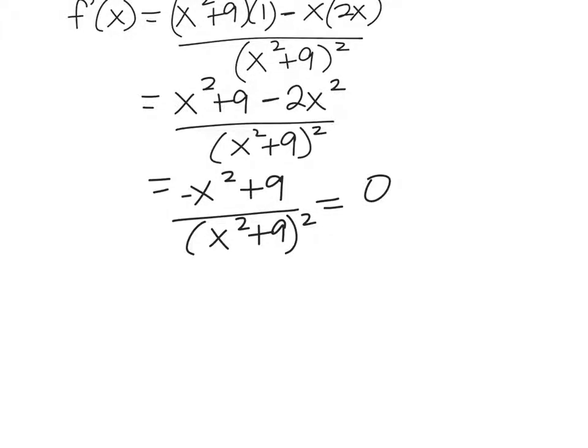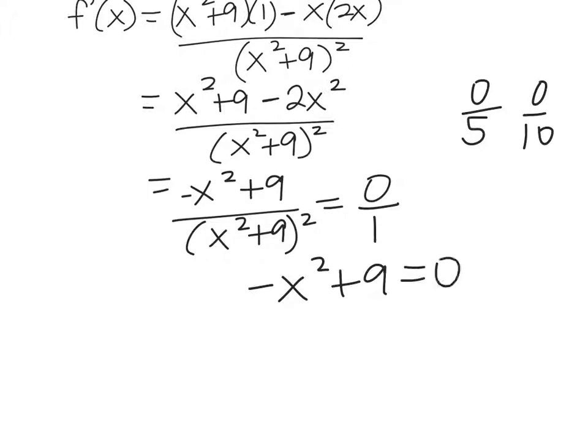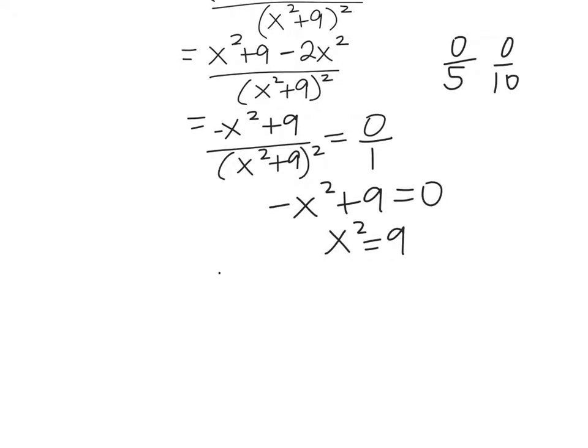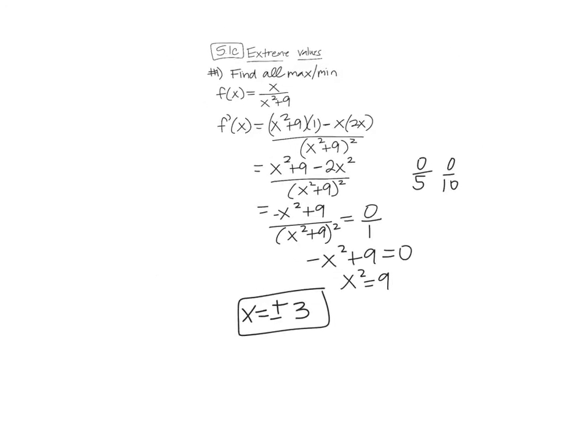Now to find out when a fraction equals 0, it's really when the numerator equals 0, right? 0 over 5 is 0, 0 over 10 is 0. So we really care about the numerator. If that bothers you, you can always put this over 1 and cross multiply if you wanted to do it that way. And you get 0 equals negative x squared plus 9. I would probably add x squared over to the other side. X squared equals 9. And we got plus or minus 3.